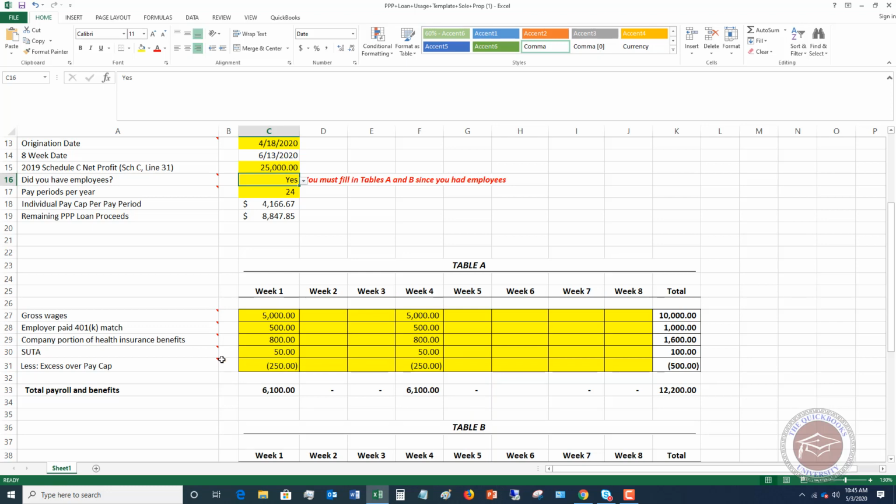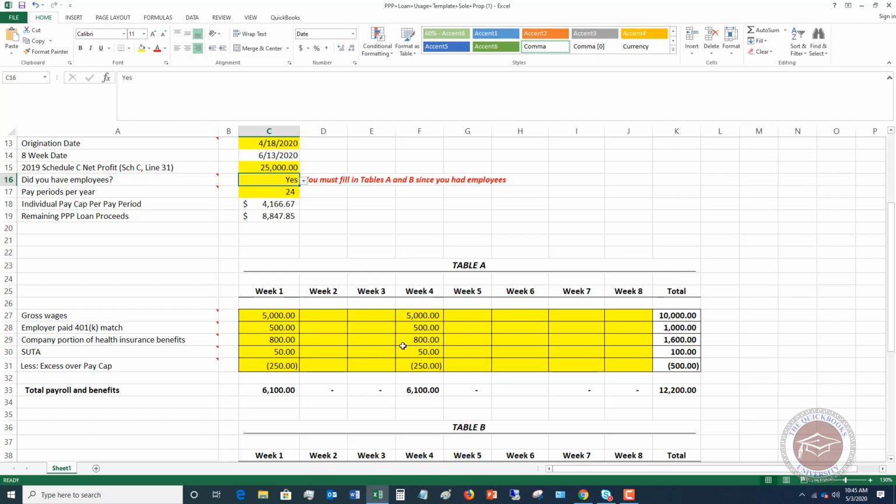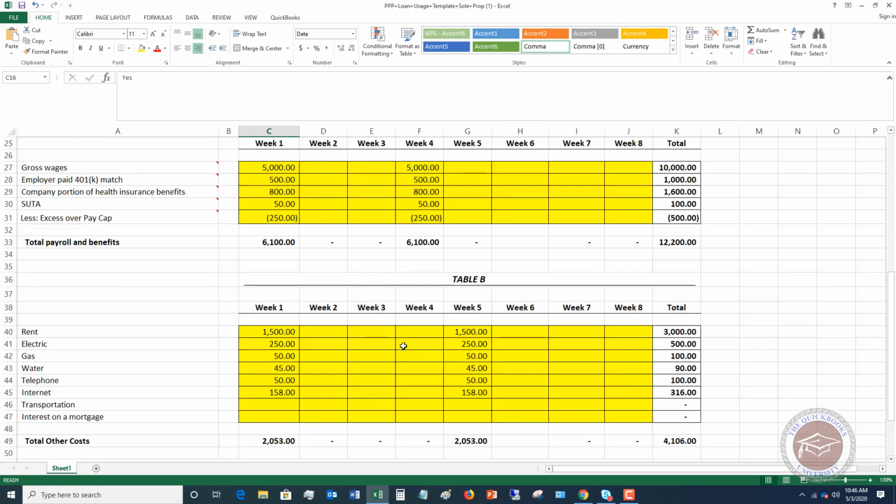And you must be aware that over the 8-week period, a maximum of $15,384.62 per employee is allowed to be forgiven. Again, they're calculating the $100,000 cap based on 8 weeks divided by 52 weeks, so keep that in mind. All right, now the rest of it should be pretty self-explanatory.